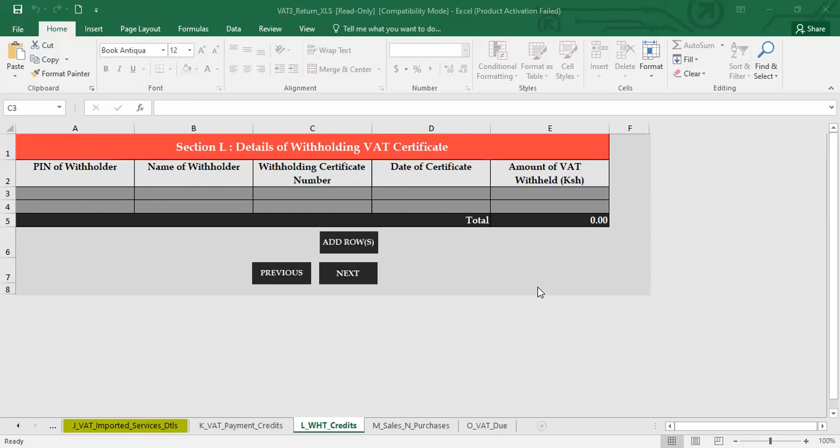So that is the purpose of section L. So for section L, one needs to check their withholding certificates. Exactly. And they must relate to that period. So if it is the month of August, the withholding certificates must be related to the month of August.